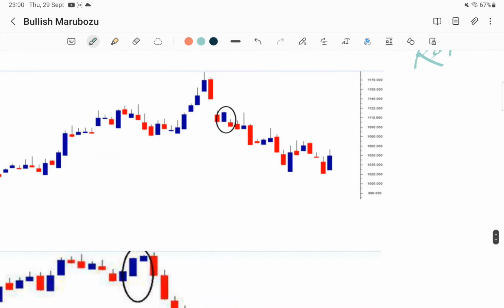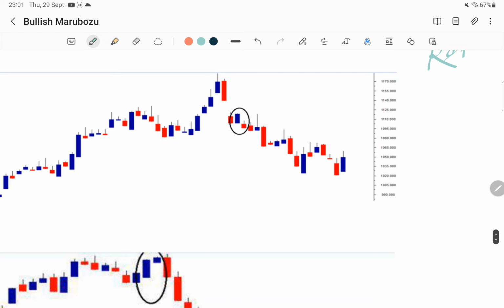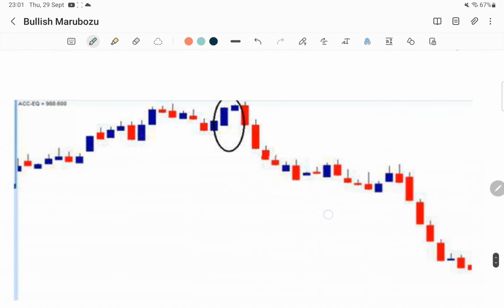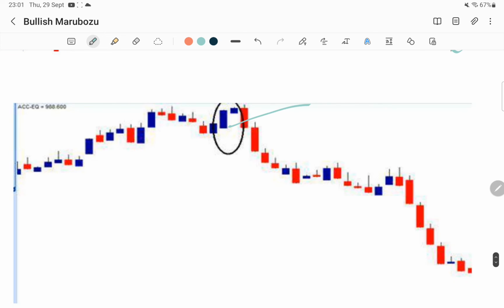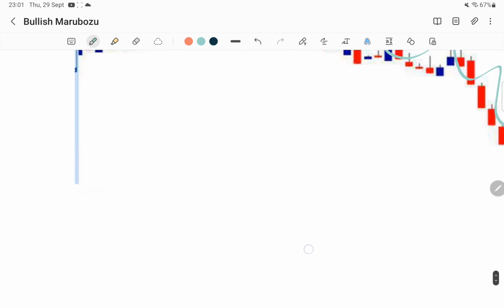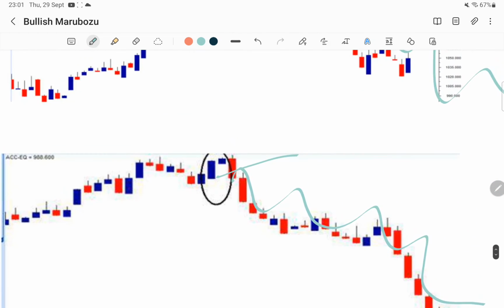And remember one thing, in many cases the Marubozu also fails. For example, if you see here, a small candle is formed, but after that, even though it is a bullish Marubozu, the market price fell like anything. In the same manner, if you see here, there is also a Japanese Marubozu, but after that the market price fell everything. So remember, there is no guarantee that if a bullish Marubozu is coming, the market will go up, the stock will go up. There is no guarantee at all.